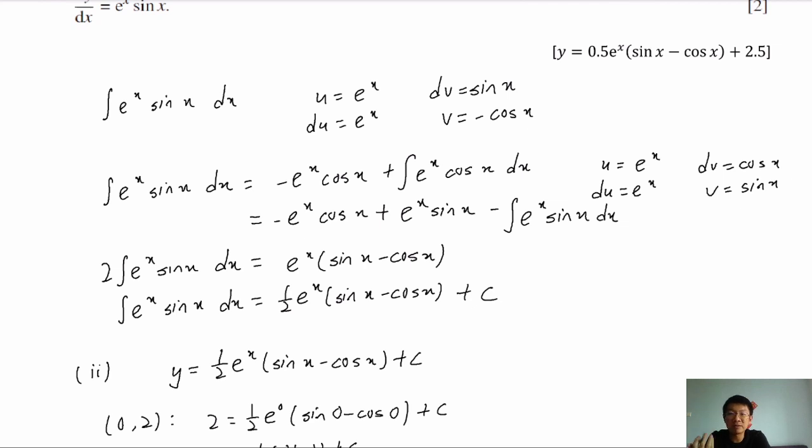Okay, so don't worry, there's no definite rule in this case to choose e power x or sine x as our u. It's free for you to choose any order in this case. We will actually end up with the same result.